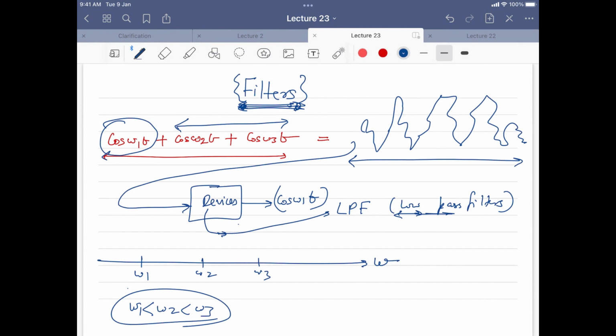Here on the omega axis also, I have kept omega 1 this side, omega 2 this side, omega 3 this side. Let us now assume that there is one frequency, a critical frequency, which we are calling WC. What we are saying is, everything below WC it will pass, and everything after WC it will reject. These types of filters are called low pass filters.